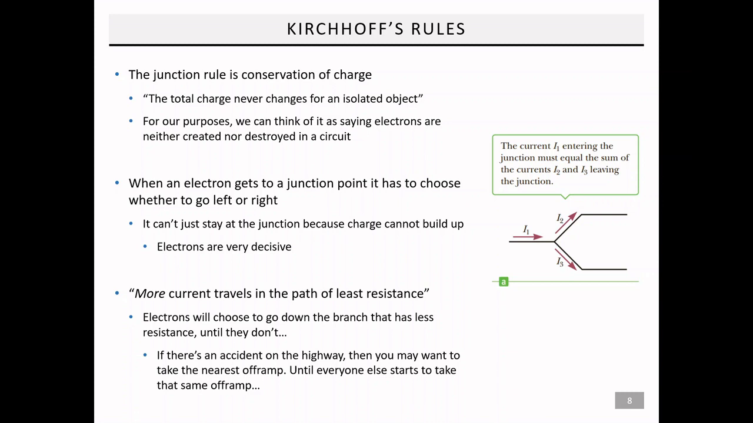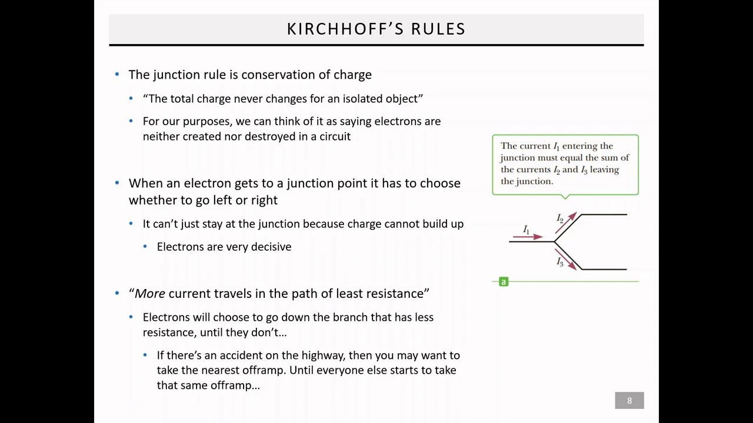So let me also mention that electrons typically travel in the opposite direction of the current arrows that we typically draw, because the current arrows indicate the direction of positive charge and electrons are negative charges. But nevertheless, hopefully this makes intuitive sense. If you have an electron traveling along a circuit and it gets to a junction point, that electron has to choose whether to go left or right. It can't just stay at the junction because charge is not allowed to build up at a junction. And essentially this means that electrons are just very decisive. They always decide whether they should go one way or the other way.